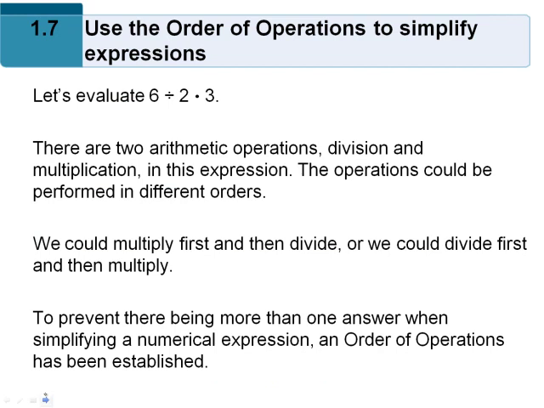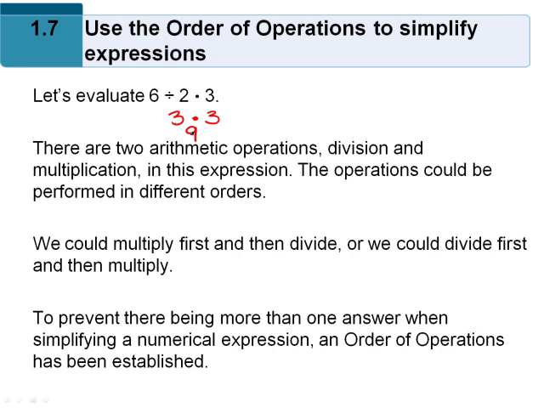6 divided by 2 times 3. Well, you've got two operations there. You have division and multiplication. And the order that you do them in can give you two totally different answers. So let's say, for instance, that we decide to just work left to right and divide first. 6 divided by 2 would be 3 times 3, which would give you 9.